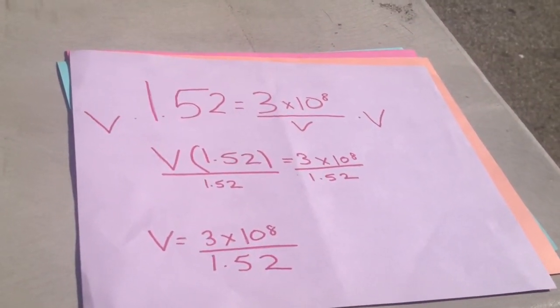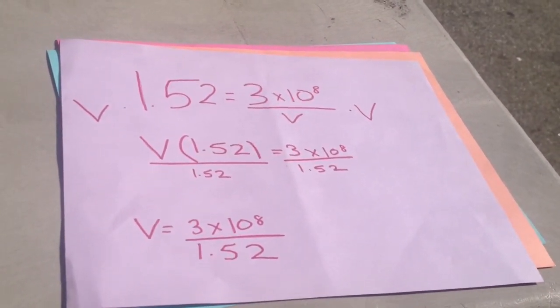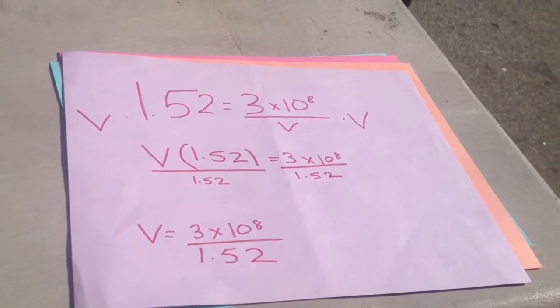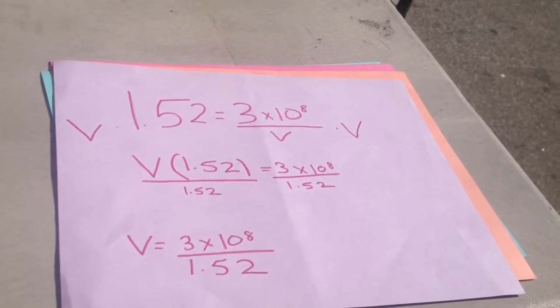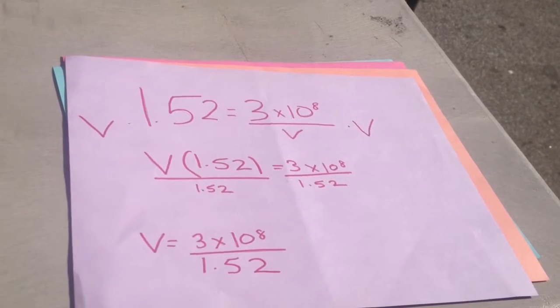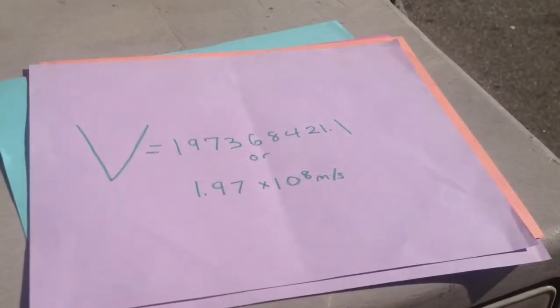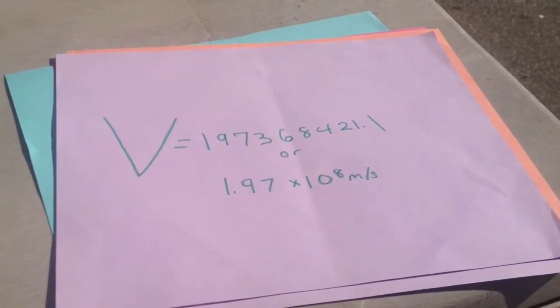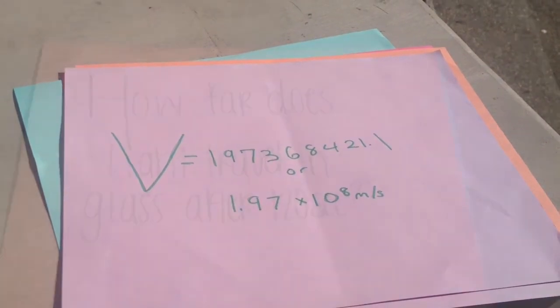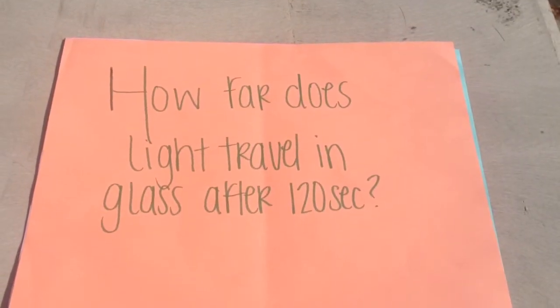First you would multiply V to the other side of the equation. Then you would divide 1.52 by 3 times 10 to the 8. Finally, you will be ready to receive your answer. The speed of light in glass is 1.97 times 10 to the 8 meters per second. Now for the second part of the problem.